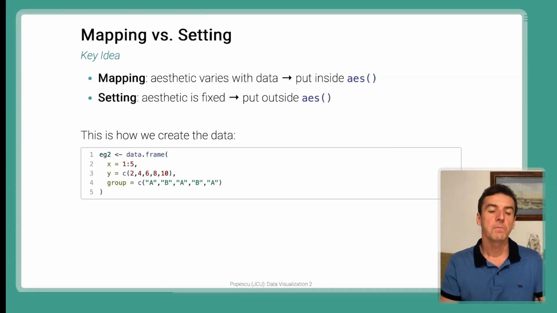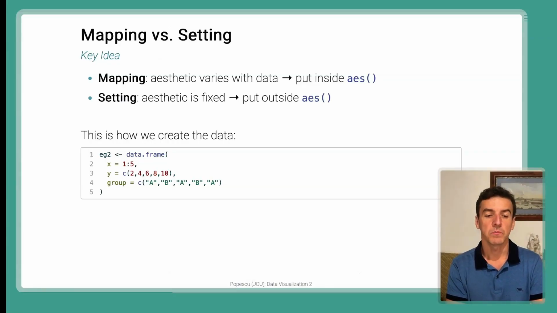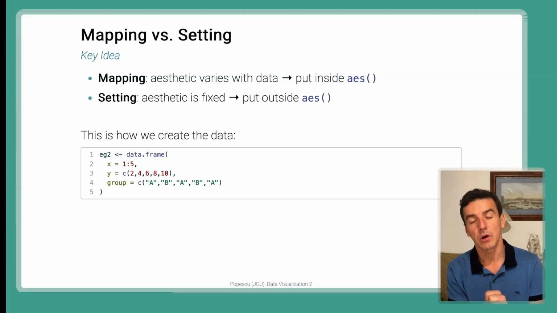Okay, mapping versus setting. So these are very typical mistakes that beginners make when it comes to ggplot. So mapping is this idea that the aesthetic varies with the data. So this is something that we put inside this AES function. Setting is really this thing when the aesthetic is fixed. So this is when we put the option outside of the AES.